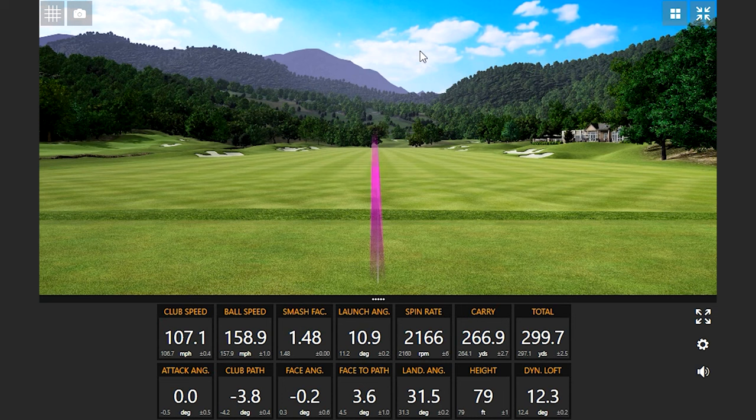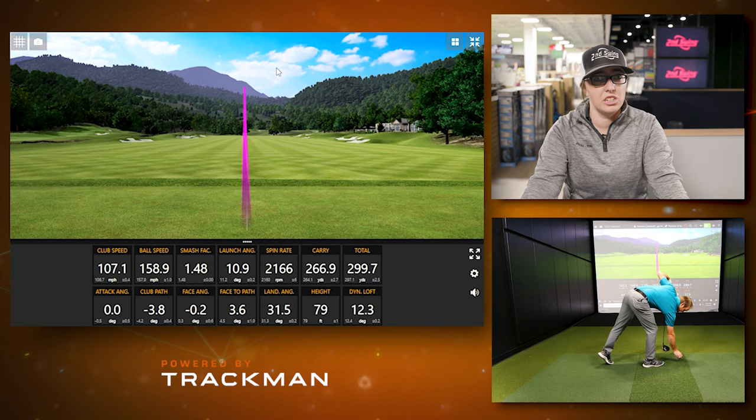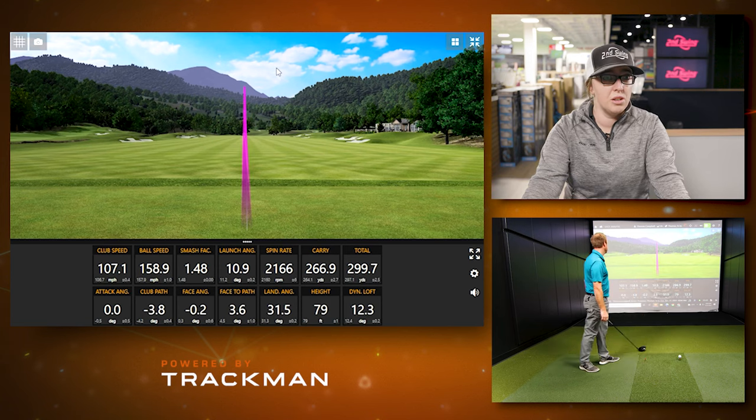I feel like I ripped that. I did. 0.0 on the attack angle. I think this one's a good one, because that was a dead straight bullet, right? And you hit that, you know, 300 yards. We'll say that at 0.0.